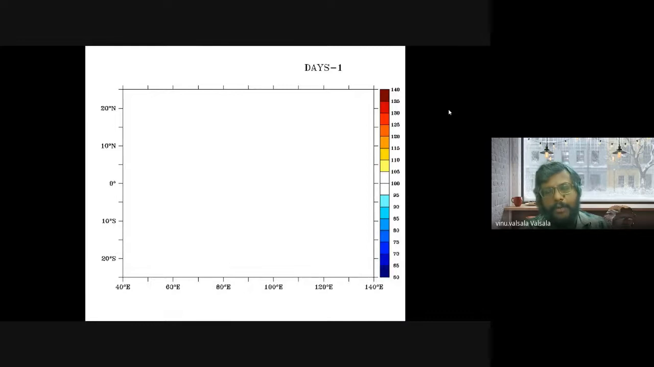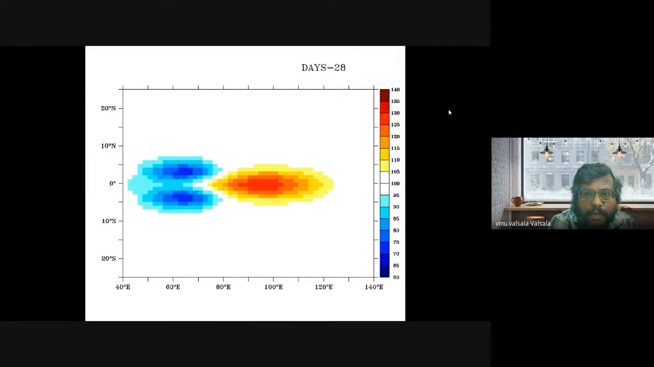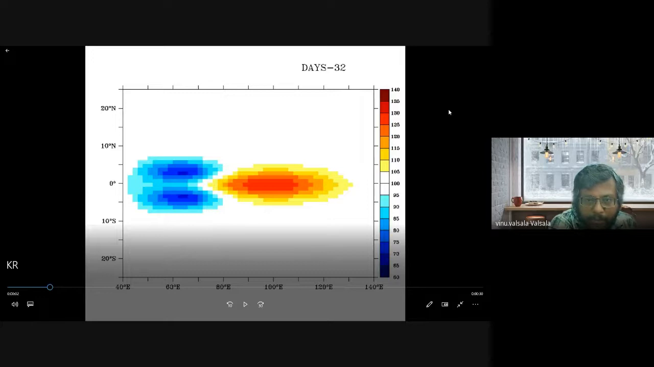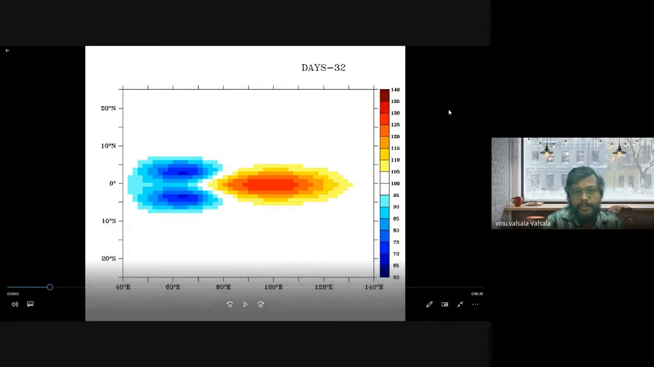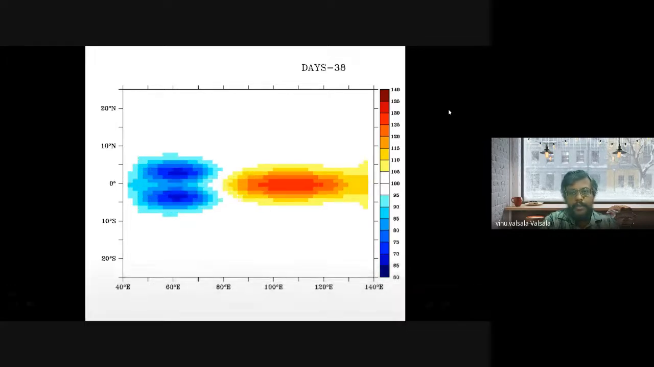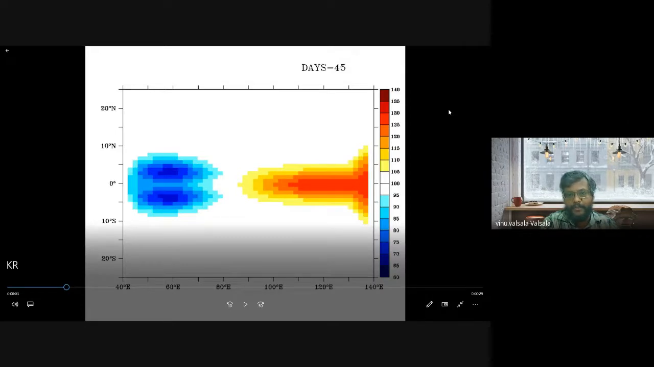I have compiled all the images into a movie, so you can see how fast it propagates, and the direction also. If I go ahead with the movie, this is what happened in 1 month. Here you see a Kelvin and Rossby wave fully developed at 1 month. Then the Kelvin wave is now going to move in the eastward direction. You see, this is the 45th day.